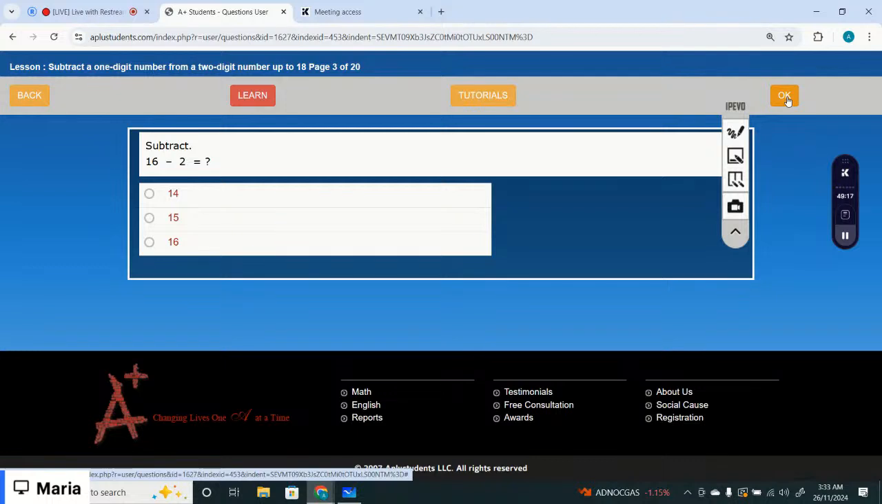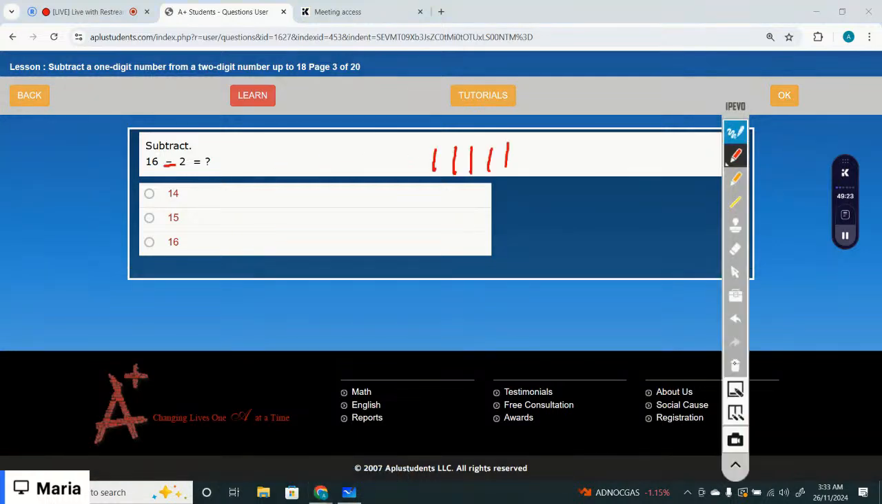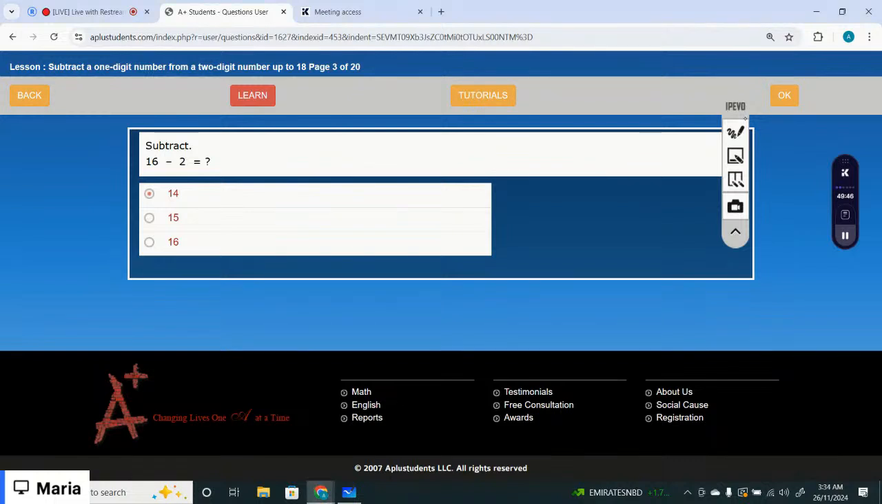16 take away 2. So start with 2 and count up to 16, right? So 2, 3, 4, 5, 6, 7, 8, 9, 10, 11, 12, 13, 14, 15, 16. So just count. So that means 16 take away 2 is 14. Option number 1 is the correct option.